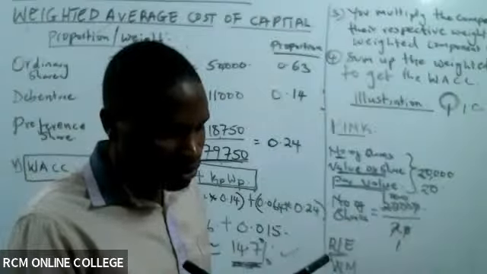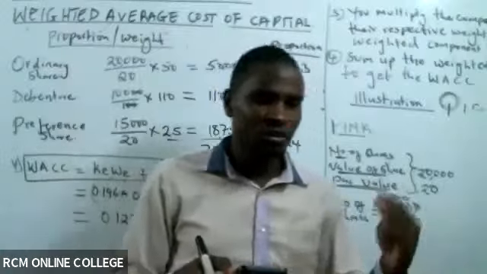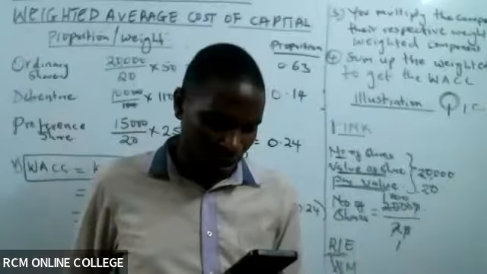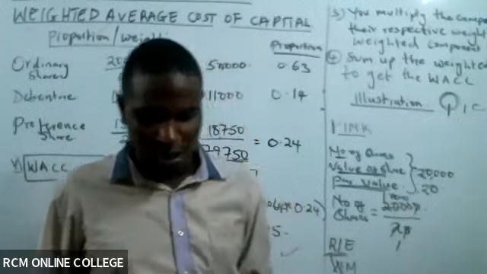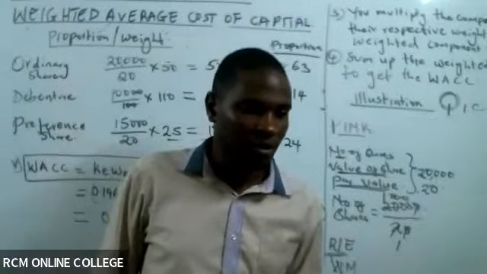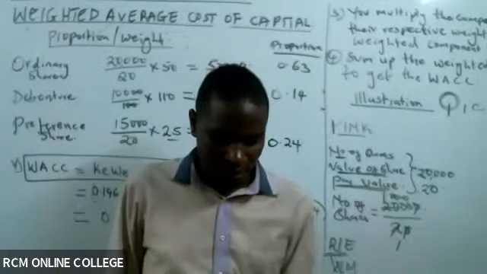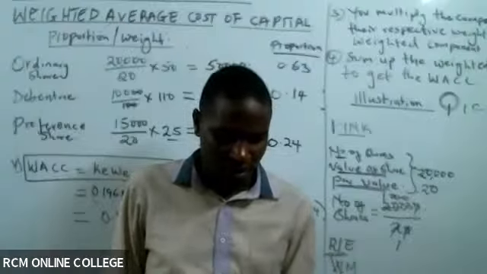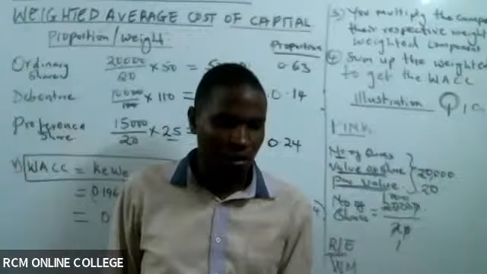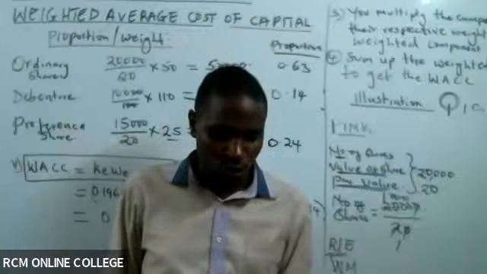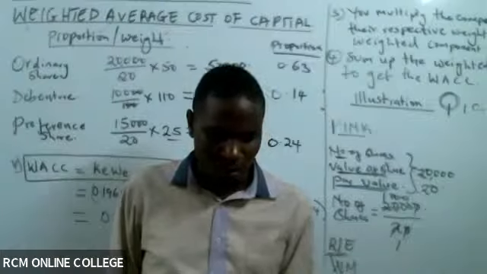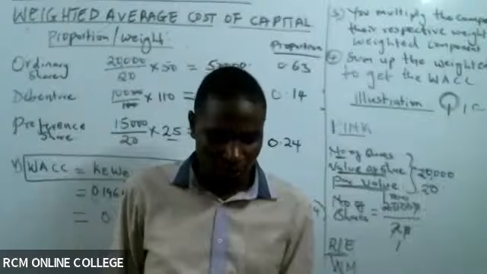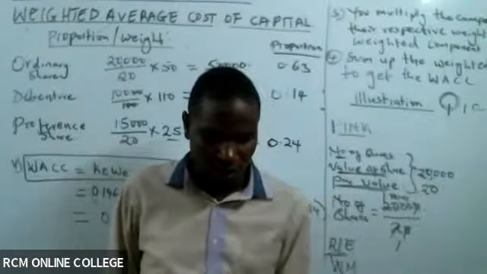So hiyo swali inafaa tuiangalie vizuri. Kuna some of the things that we need still to hammer in. Like to get maybe our current dividend, we shall have another format to get the current dividend using the additional information number 2. And then we are expected to do what? To come up with the weighted average cost of capital and then explain the 4 reasons why the cost of equity could be greater than the cost of debt.